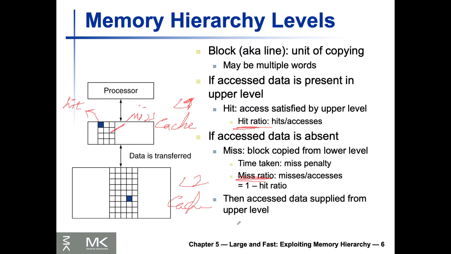And I mentioned that we're going to have to pay a penalty when we miss, when it's coming down. So there's a penalty. We define miss penalty as the time to replace a block in the upper level with the corresponding block from the lower level, okay? Plus the time to deliver this block to the higher level. All right? All good so far?